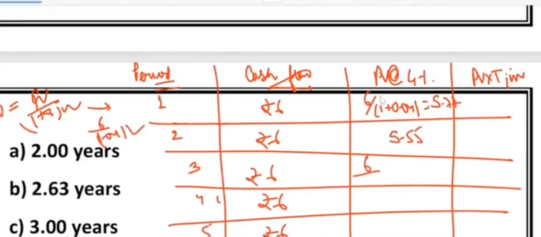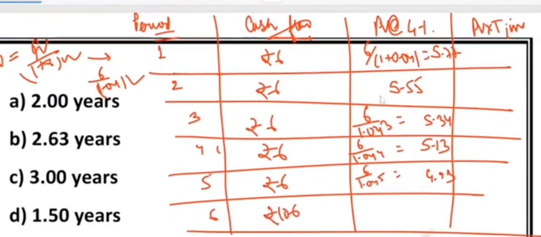In the third case, 6 divided by 1.04 cubed, which is equal to 5.34. 6 divided by 1.04 to the power 4 is equal to 5.13. 6 divided by 1.04 to the power 5 is equal to 4.93. And finally, in the last case, 106 divided by 1.04 to the power 6, which is equal to 83.78. Right. So these are the present values.